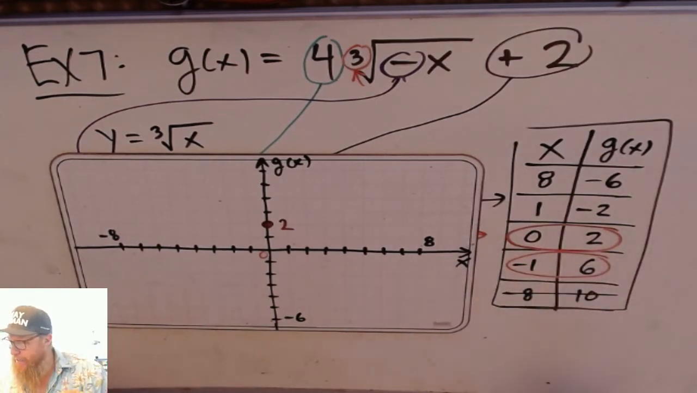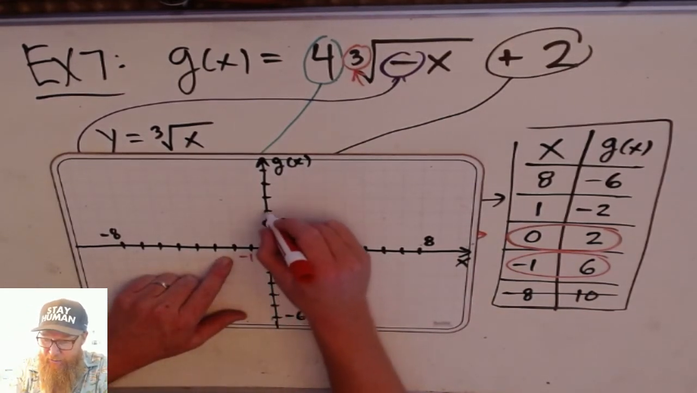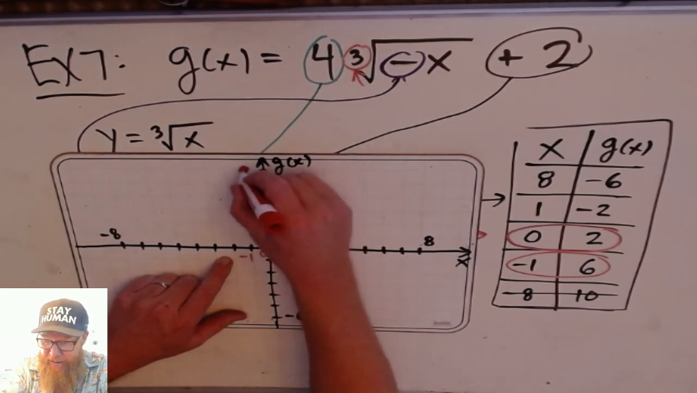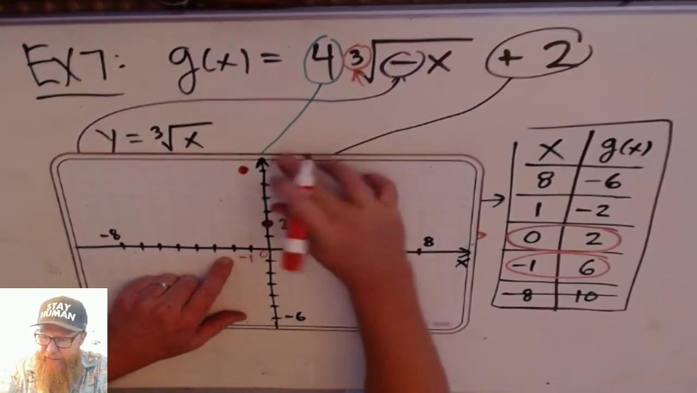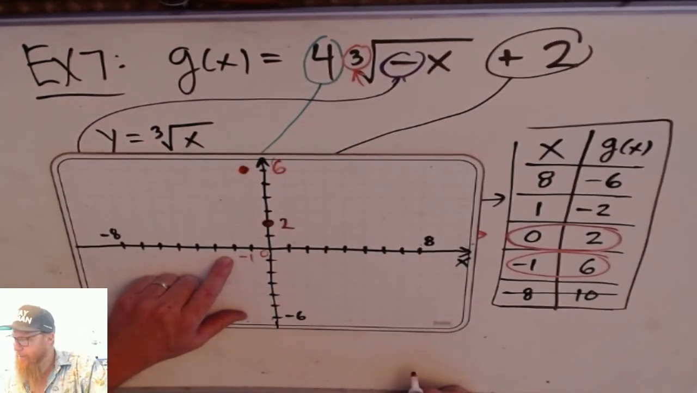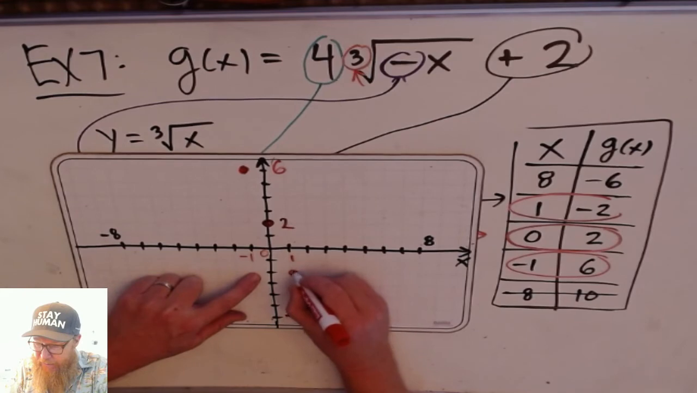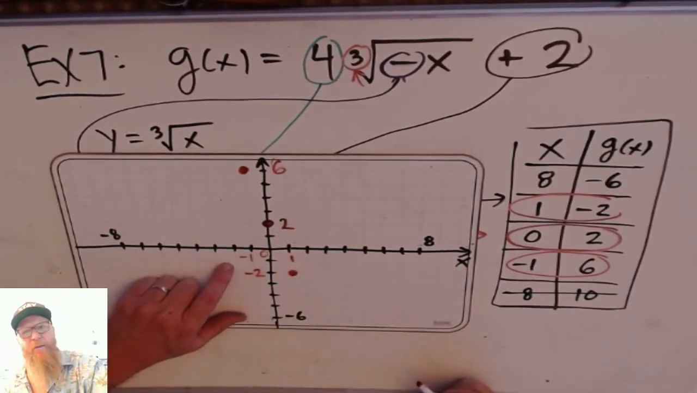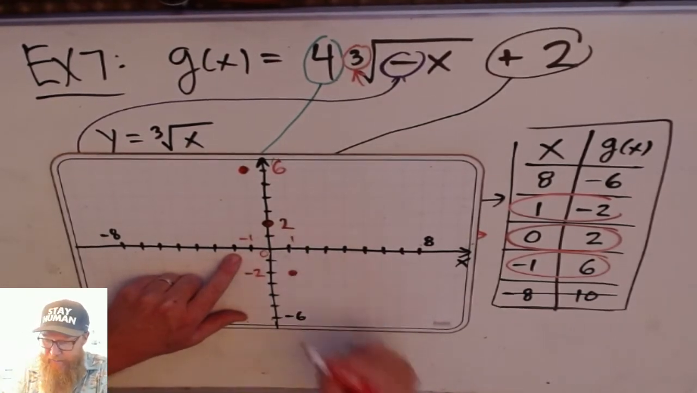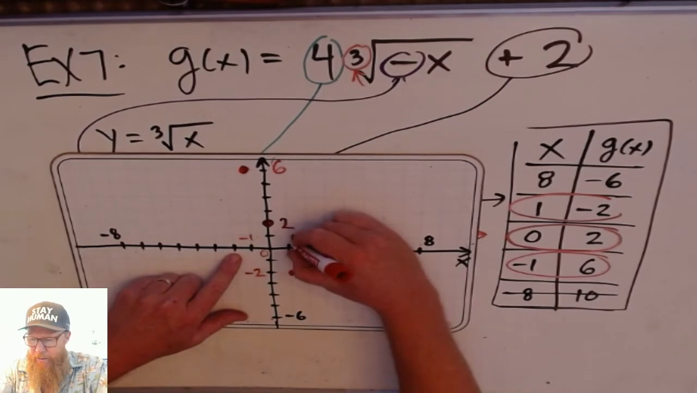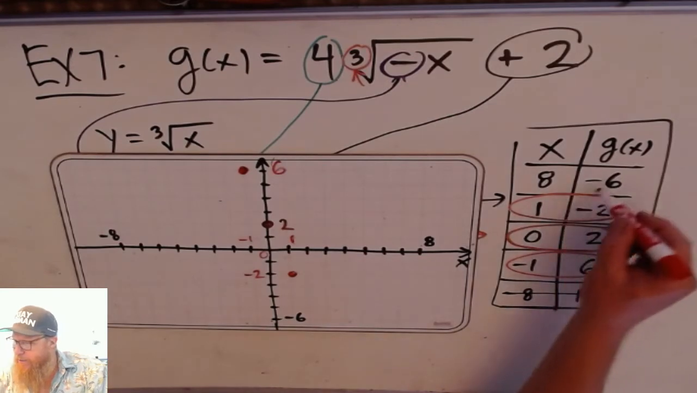Negative 1 and 6. So negative 1 is here, and then 2, 3, 4, 5, 6. So right about there. 1 and negative 2. So there's 1, and then there's negative 2 on the y-axis. This is negative 1 on the x-axis. So this is 1, and this is negative 2. There we go. That's probably enough, but why don't I just do one more?